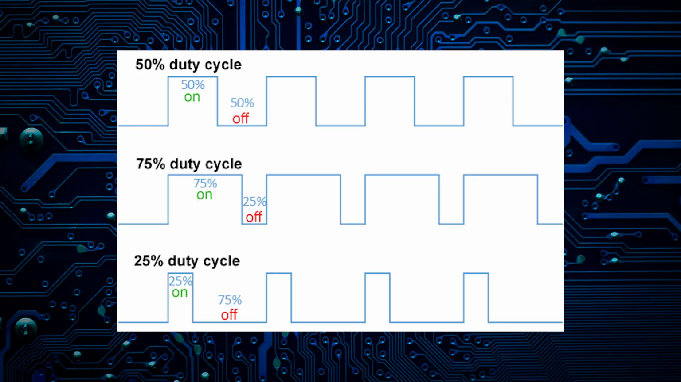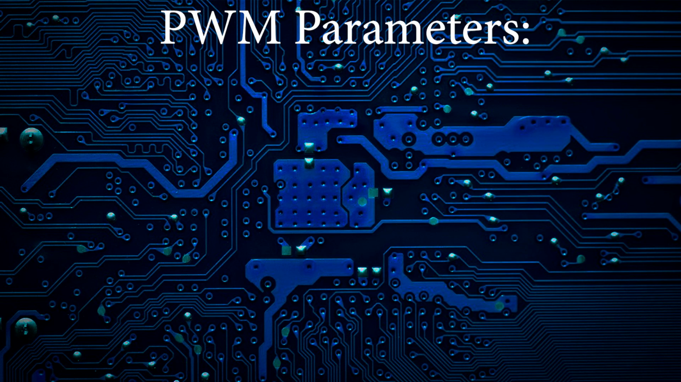One of the most popular control methods in electronics is, without a doubt, PWM. But what is PWM? PWM means pulse width modulation. It's a technique where we modulate the width of a square wave signal to control the on-time duration. PWM is composed of the following parameters.